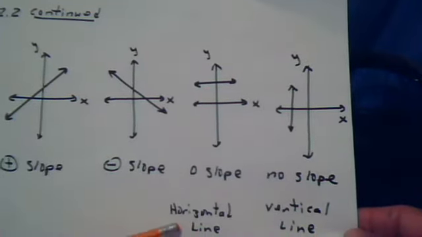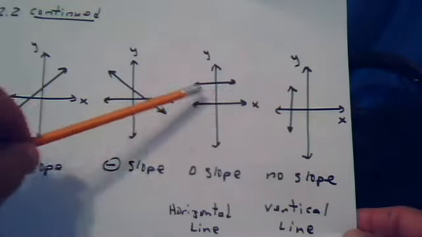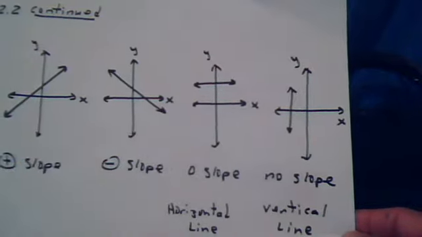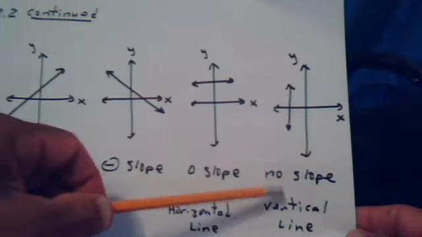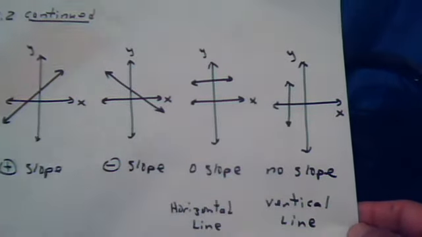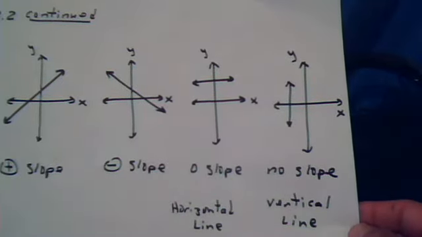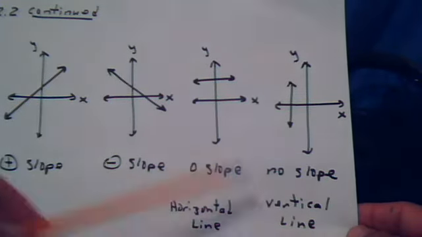Notice the horizontal line has a 0 slope. Any horizontal line has a 0 slope. Any vertical line has no slope. Now notice that 0 slope and no slope are not the same thing. 0 slopes are for horizontal lines and no slopes are for vertical lines.